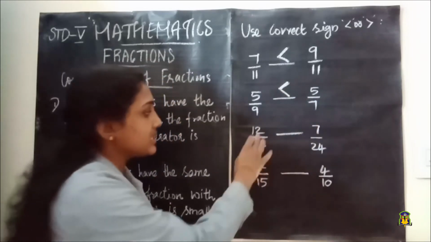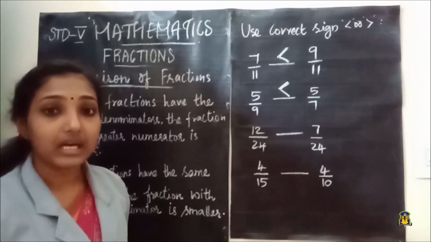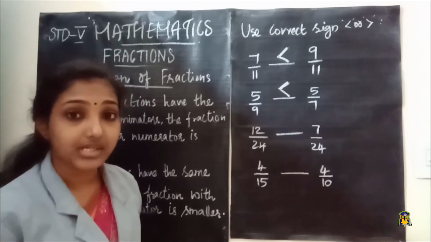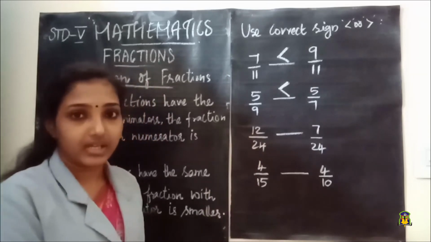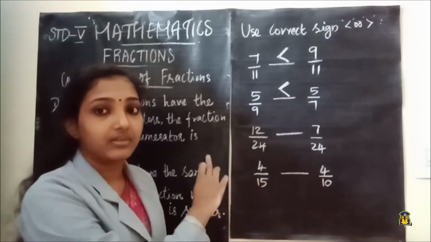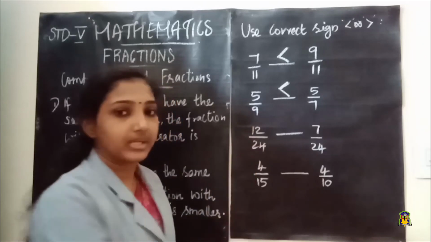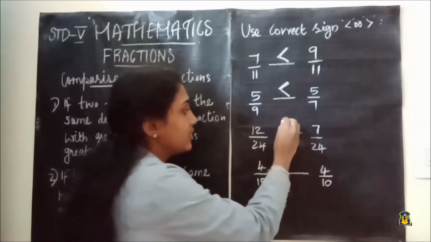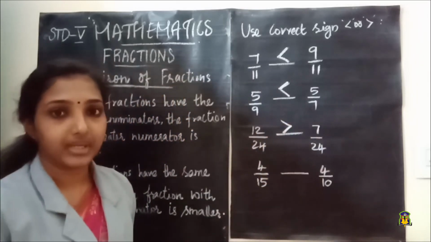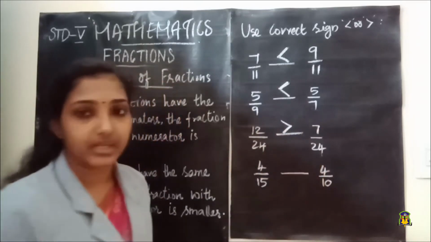Okay. Next is 12 by 24 and 7 by 24. Look at the fractions. They have the same denominator. So look at the numerators and check which numerator is greater. 12 is greater, right? So if two fractions have the same denominators, the fraction with the greater numerator will be greater. So here 12 by 24 is the greatest one. So always the mouth opens towards the greatest one. Okay. So 12 by 24 is greater than 7 by 24.